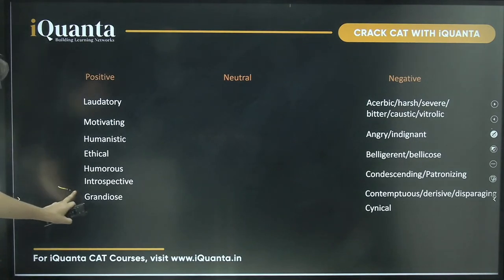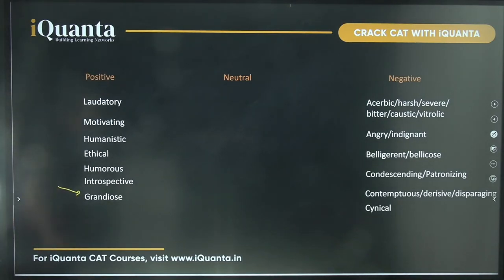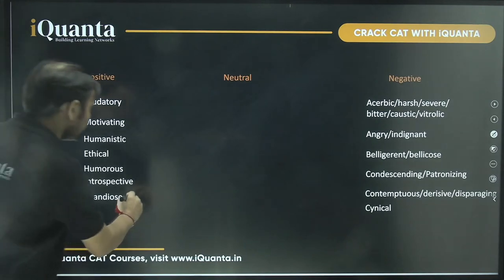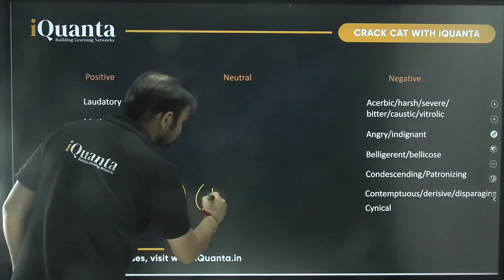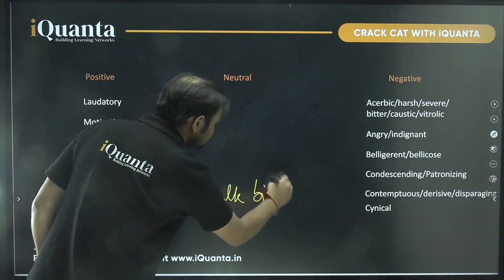Grandiose, I have put this in positive, especially when you talk about art and culture. A passage based on an art piece could be grandiose. When it talks about the grandeur of the palace, the grandeur of any sculpture, any artwork, how massive it was, how giant, how big it was, and how beautiful it was, this kind of talk is grandiose. Plus, talking big could also be grandiose. When you talk big about anything, it could be grandiose.